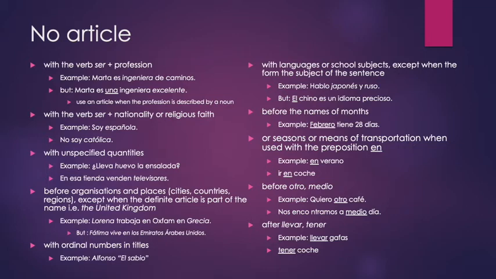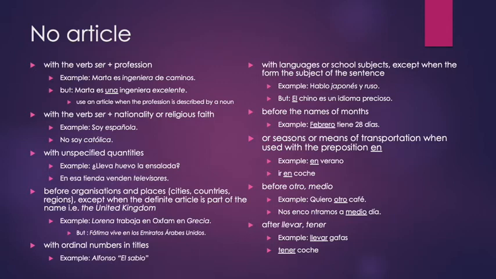So no article with the verb ser plus nationality or religious faith. For example, soy española, no soy católica. I am Spanish, I'm not Catholic. With unspecific quantities, for example, lleva huevo la ensalada, does the salad have egg? Eso en esa tienda venden televisores. In that store, they sell televisions.